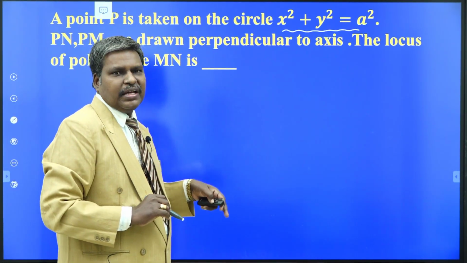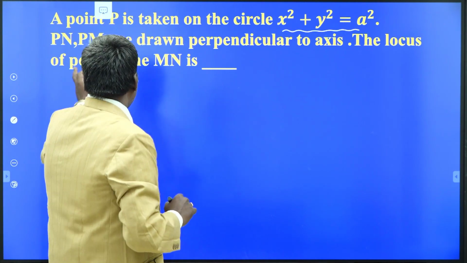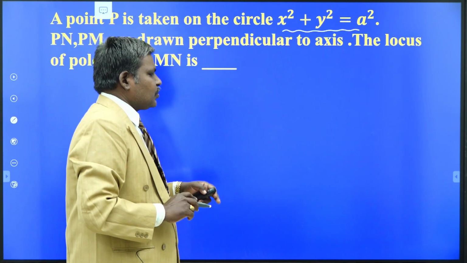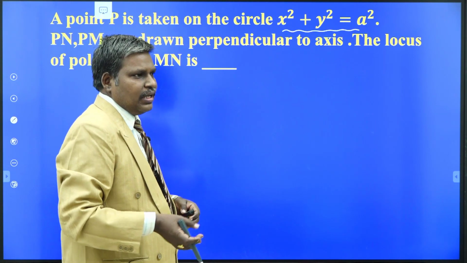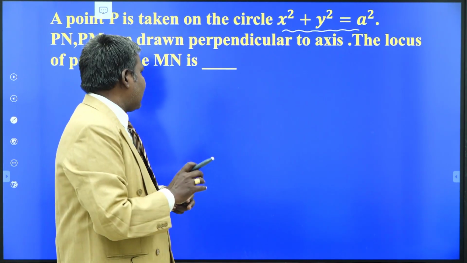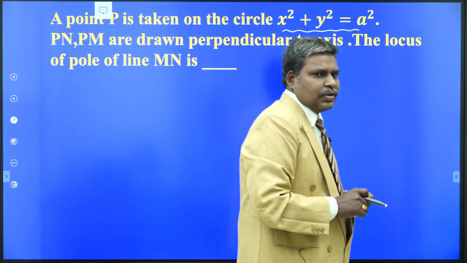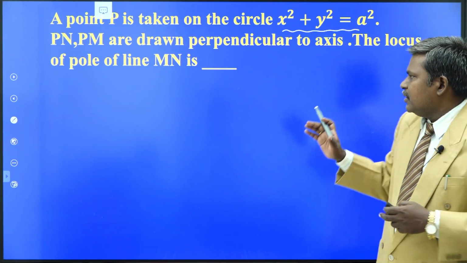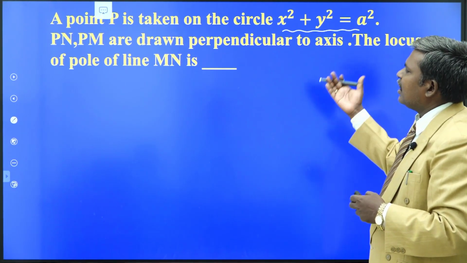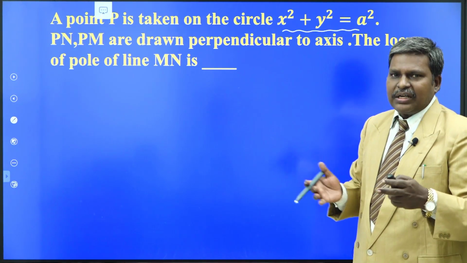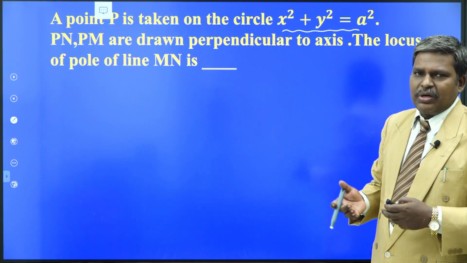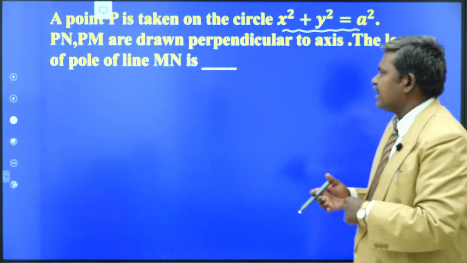So P is varying on the circle. Now PN and PM are drawn perpendicular to the axis, and will change automatically. The positions of M and N change automatically. The line joining MN is varying. Clearly observe, students, the concept. We have to find the pole of the line MN. You collect all such poles, you get some locus. That is what you are going to find here.